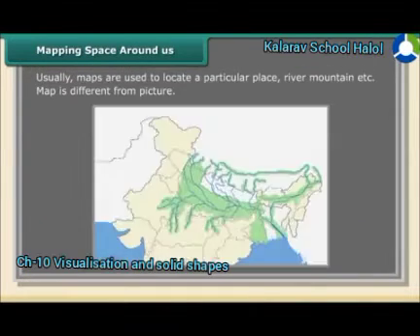Mapping the space around us. Usually maps are used to locate a particular place, river, mountain, etc. A map is different from a picture. This map is drawn by Radha. In this map, the route from her house to her uncle's house is shown. How far is Radha's house from her uncle's house?